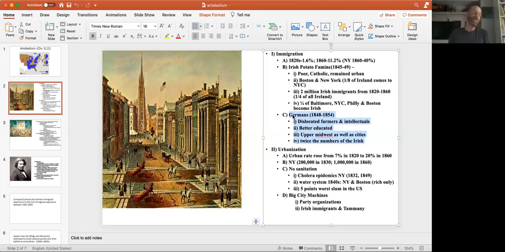Okay. And so this is the 48ers. This is what they do. And they come to America and they do very well. They open up newspapers here, some of them in English, some of them in German, some of them do both. And they do very well for themselves.